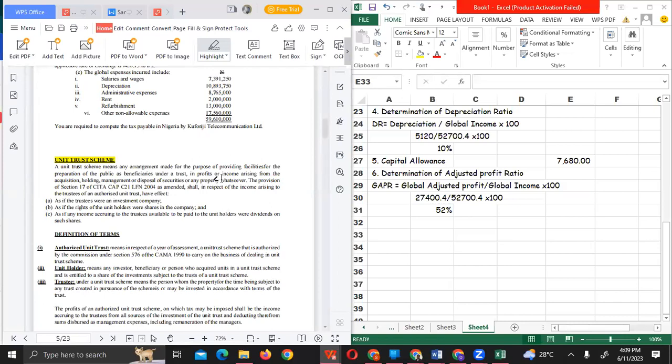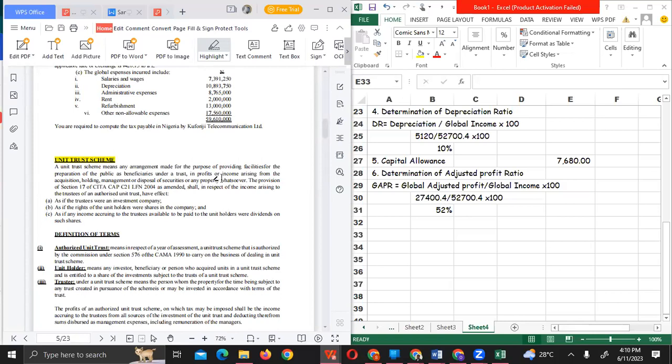Okay. So we said that for any trust to have effect, there must be three factors. First is that the trustees will be treated as if it were an investment company. The second one is that the rights of the unit holders will be treated as shares in the company. And number three is that any income accruing to trustees available to be paid to the unit holders will be dividend on such shares. So at the end of the day, if there's any amount to be shared, such amount is treated as if it were a dividend in their hands.